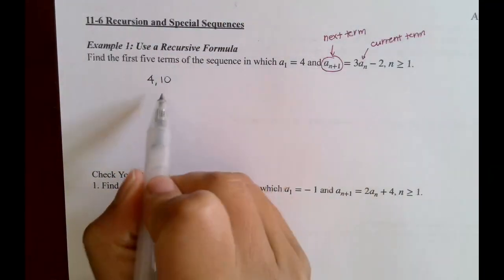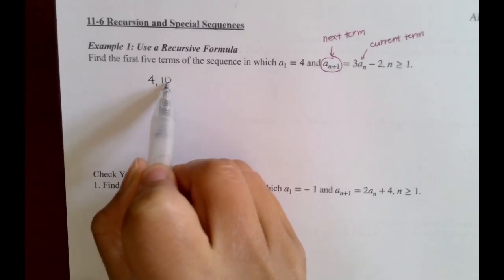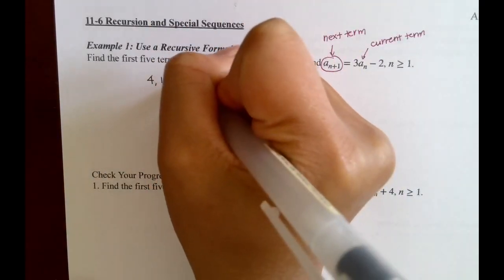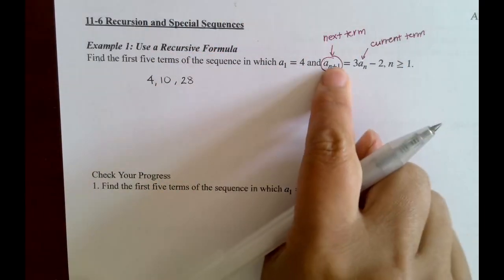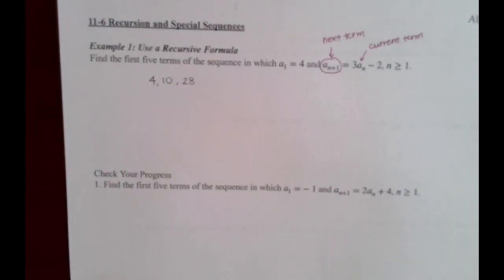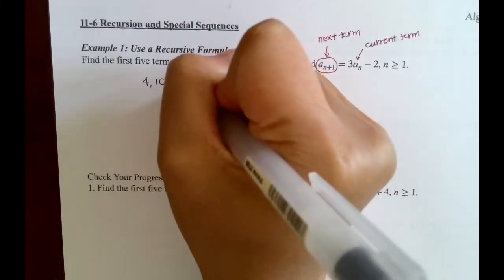Okay. Then to find the next one, we're going to do 3 times this one, 3 times 10, 30, minus 2, which is 28. Okay. Then to find the next term, we're going to do 3 times 28, which is 84, and then minus 2, and that'll be 88.